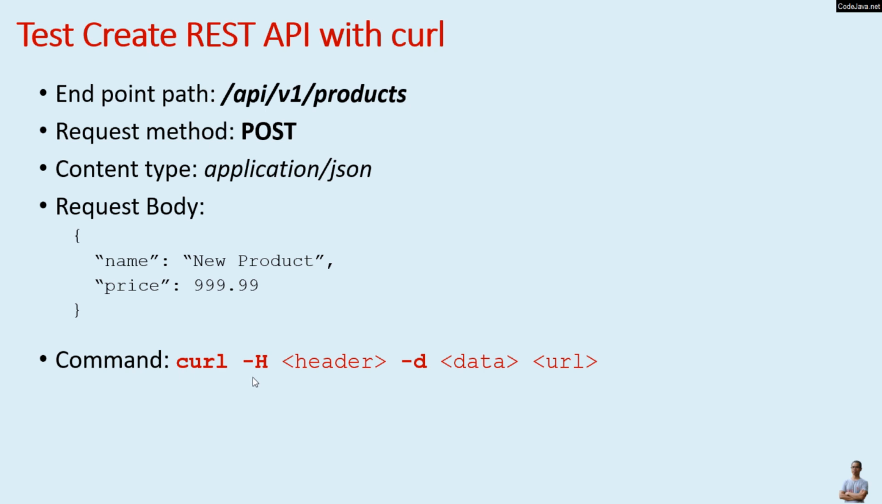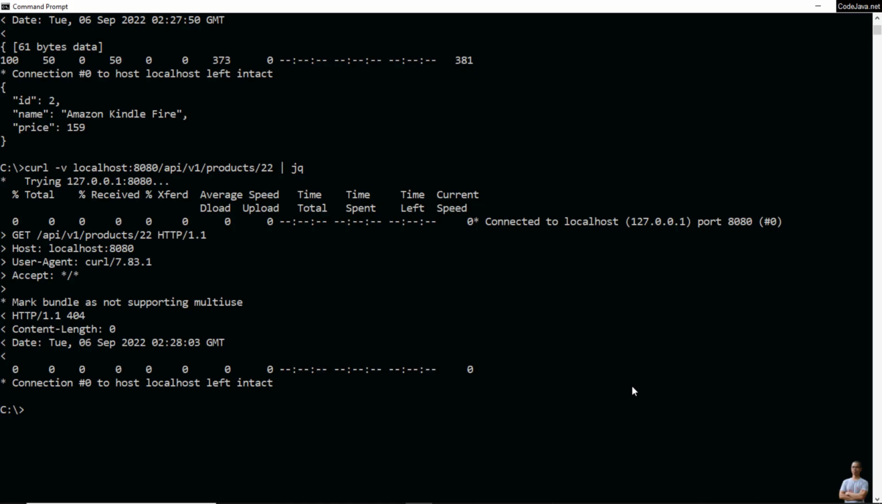And to test the create REST API, we use the curl command like this: curl and the flag -H to specify the header of the request to tell the server that the content type of the request is application/json, and to specify the request body, which is a JSON document, we use the -d flag here, and then the endpoint path of the API. Okay, let me show you how.